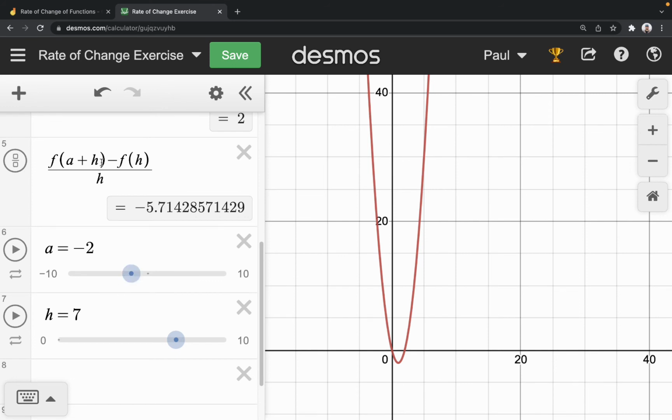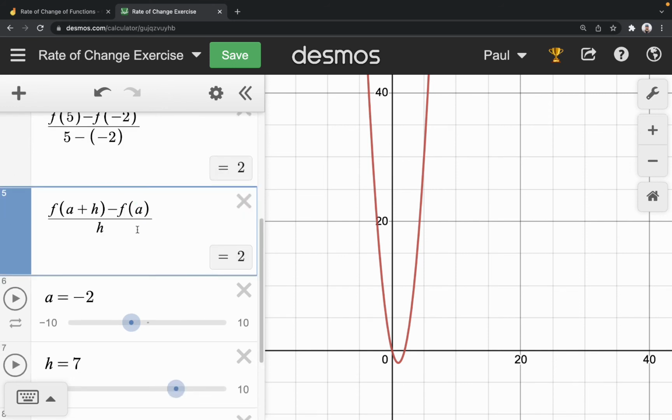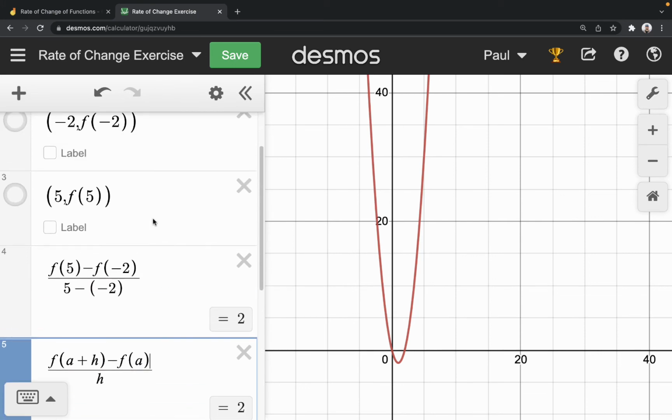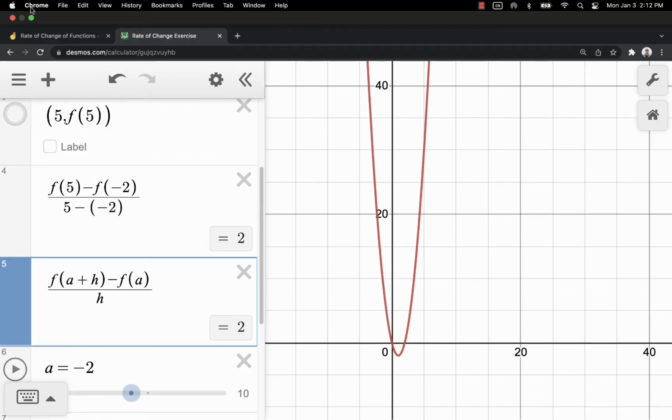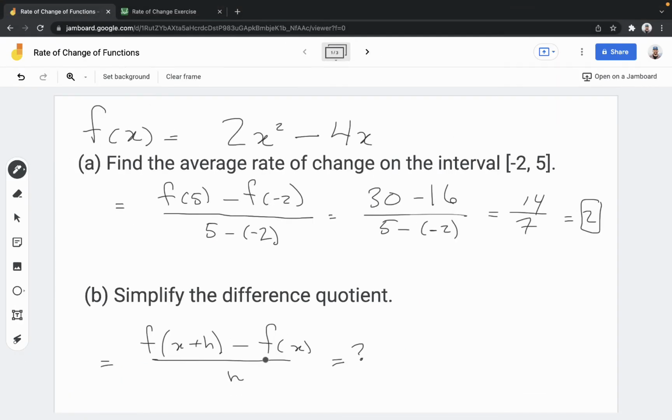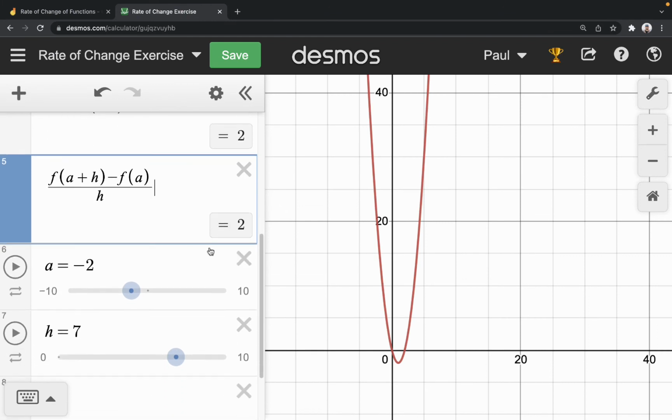Okay, so f of, I did make a mistake there. That should be an a. So basically, kind of modeling this, f of h. I just changed the x to an a there. All right, so now I can see that slope of 2, that matches.